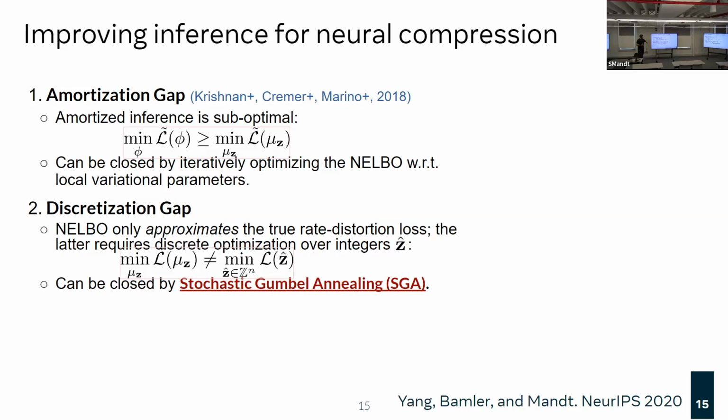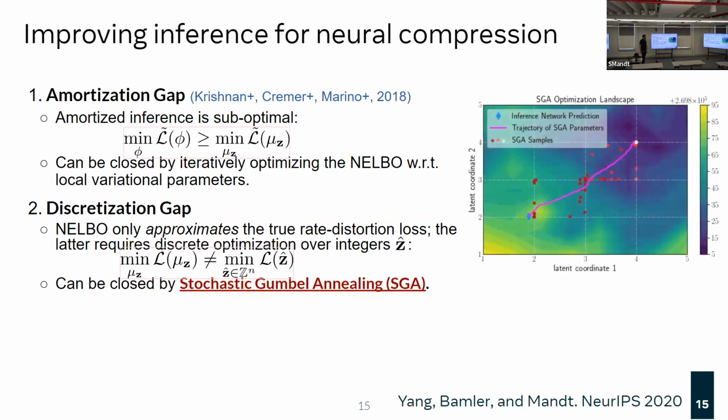This can be closed at inference time, when you encode data, by not just following your inference network and rounding to the nearest grid point. Instead, you do this only as an initialization, and then you do a discrete search on that integer grid until you find a more compressed representation. This can be done by a trick called Gumbel softmax annealing that we proposed. Here you see a sketch: you initialize at a certain grid point, and then follow an annealing path until you find a different grid point that leads to a better trade-off between rate and distortion.